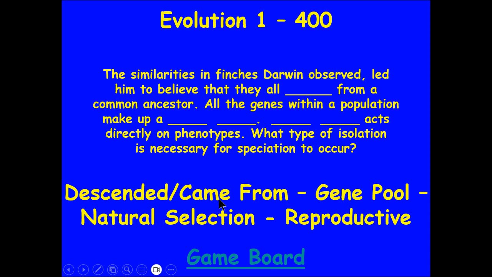Okay, so they descended or they came from common ancestors. The gene pool is all the genes, characteristics within a population. Natural selection acts directly on the characteristics that either give you an advantage and you're selected to survive, or they do not give you an advantage or they give you a disadvantage, and of course you would be selected to die. And reproductive isolation is necessary for speciation, and remember, geographic, temporal, and behavioral isolation can lead to reproductive isolation.